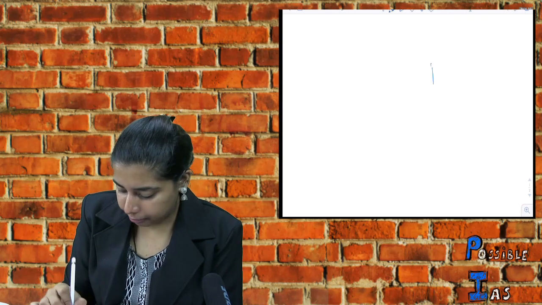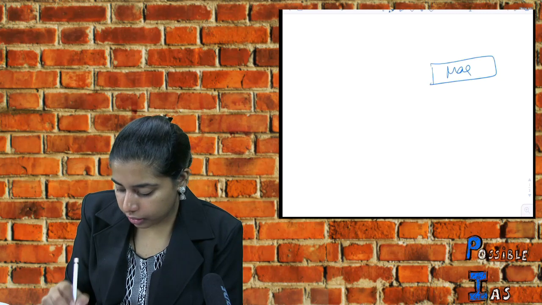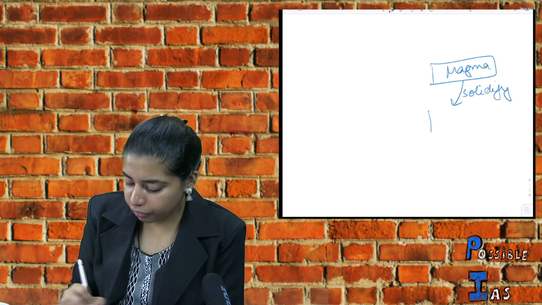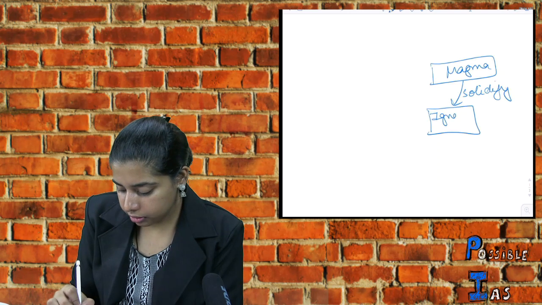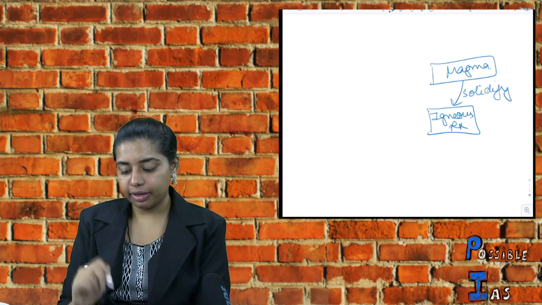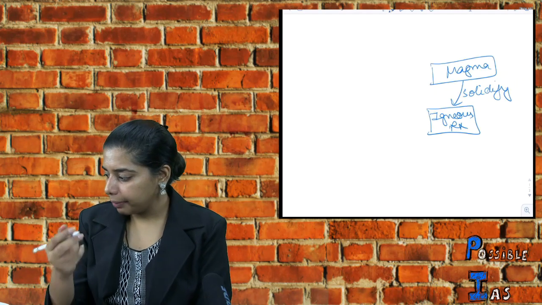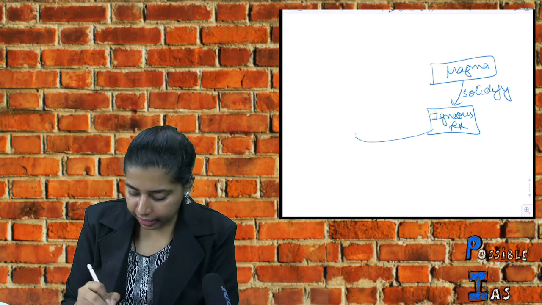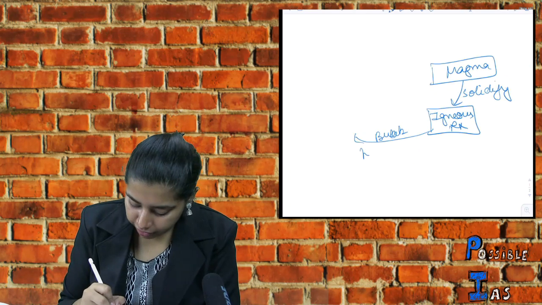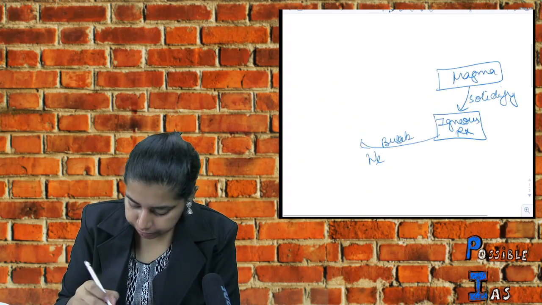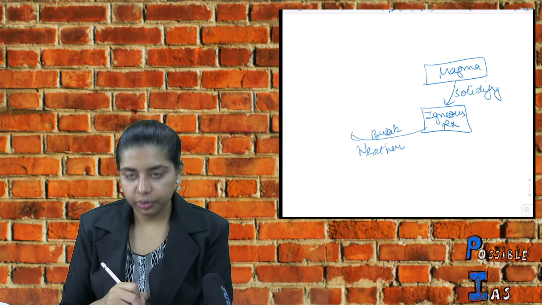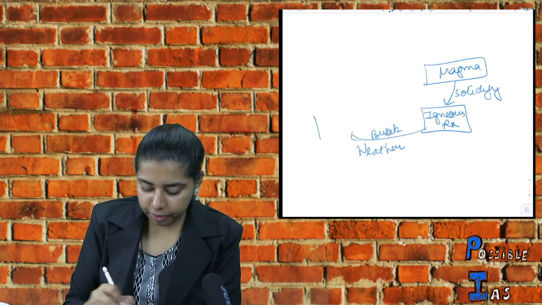We will start with magma. Okay, so now this magma will solidify, and once it solidifies, what does it form? Igneous rocks. Okay, so magma, it comes out of the earth, it solidifies and it forms igneous rocks. Now what can happen? These igneous rocks can break, or the more technical term that we use is weather. Okay, so these igneous rocks, they weather, and if they break, what will they form?